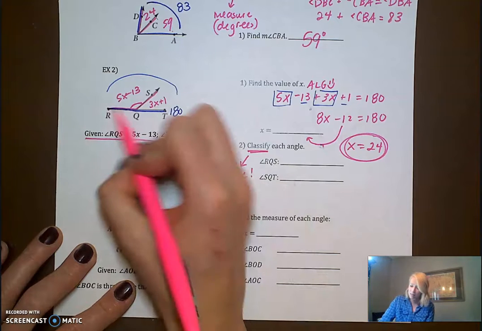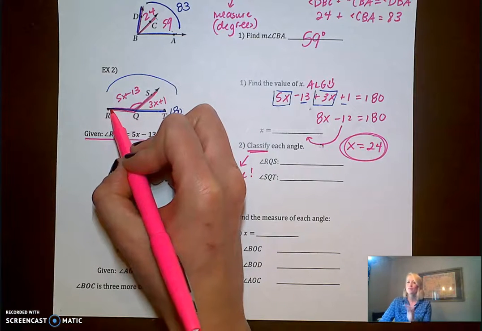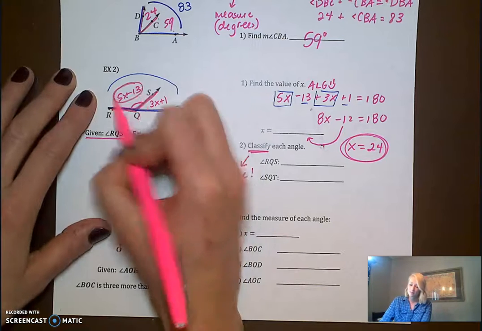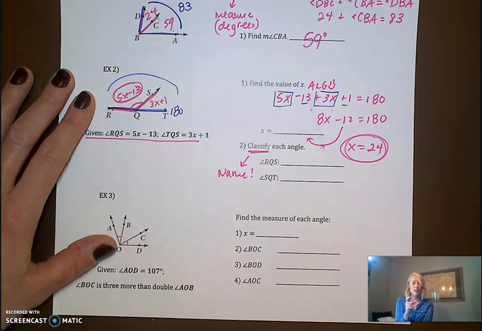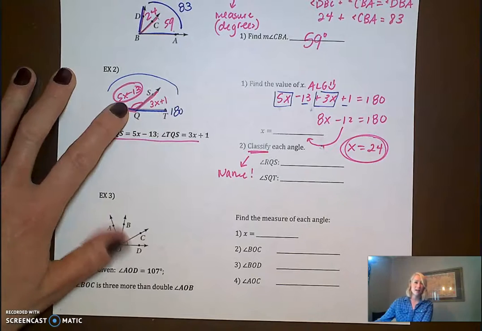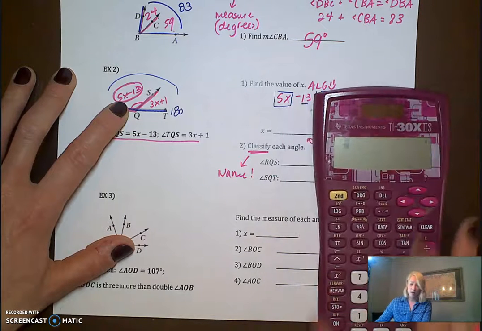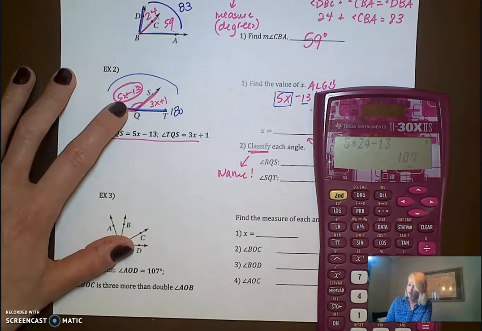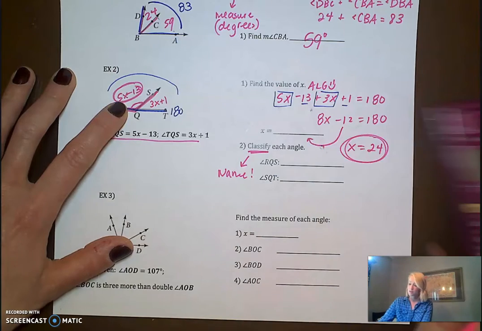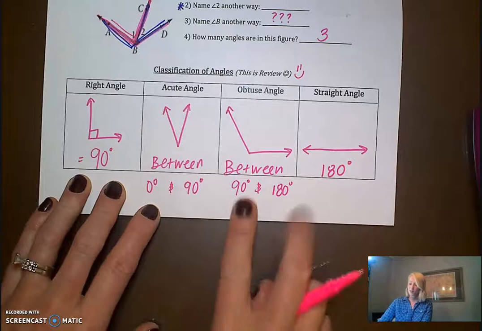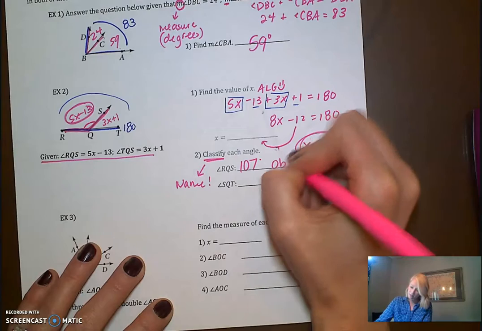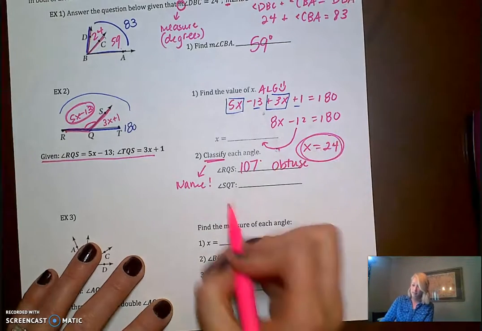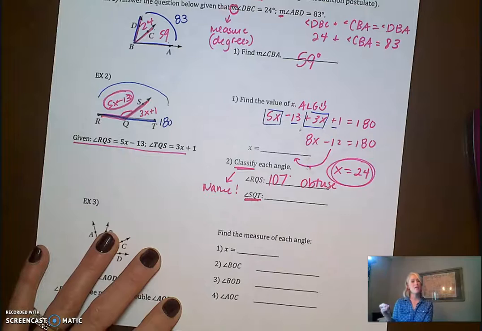So RQS, it looks obtuse, but I want to verify that with numbers. So 5x minus 13 was what that angle equaled. I now know that x is 24. So I'm going to plug in 24 where x is and figure out that angle is 107 degrees. And I know, if I need to flip back, if it's between 90 and 180, I call it obtuse, which is what this guy is. Okay, tell me what you would classify angle SQT as.